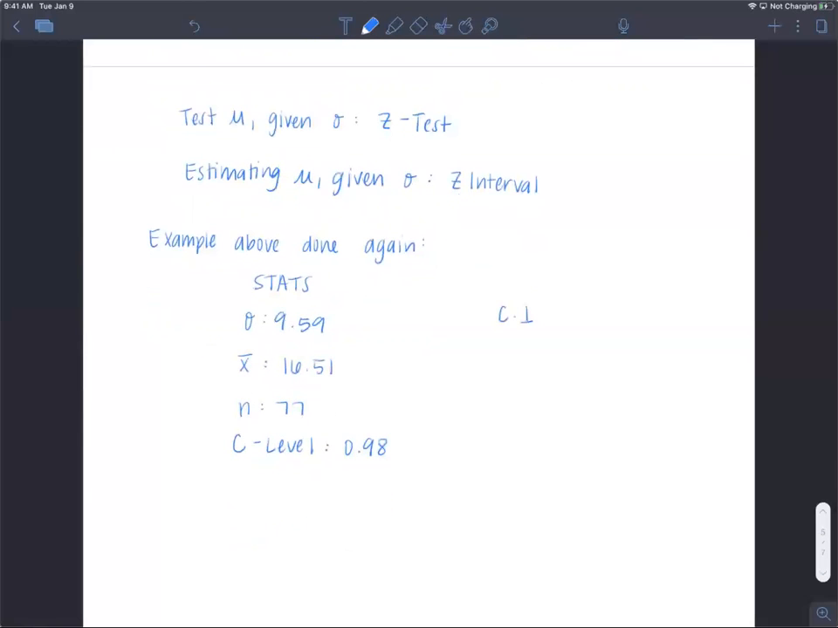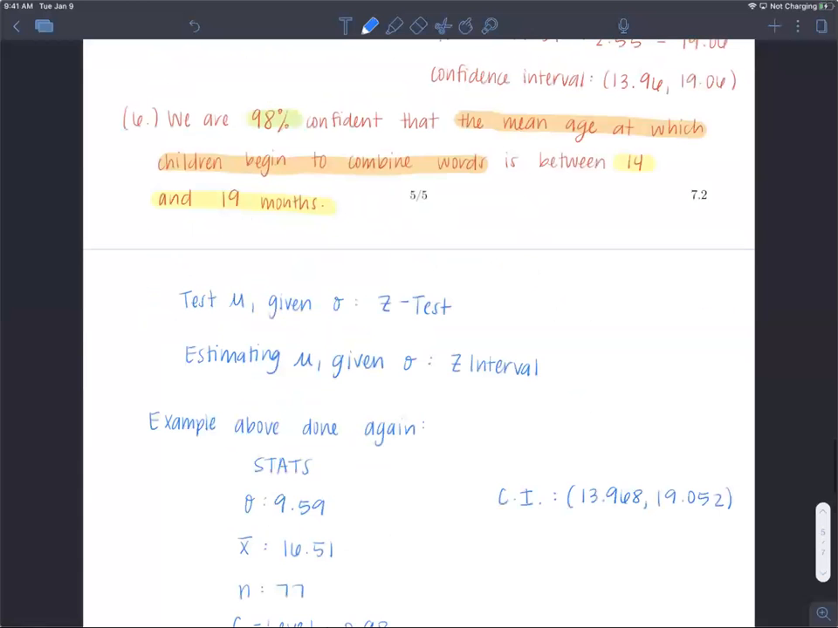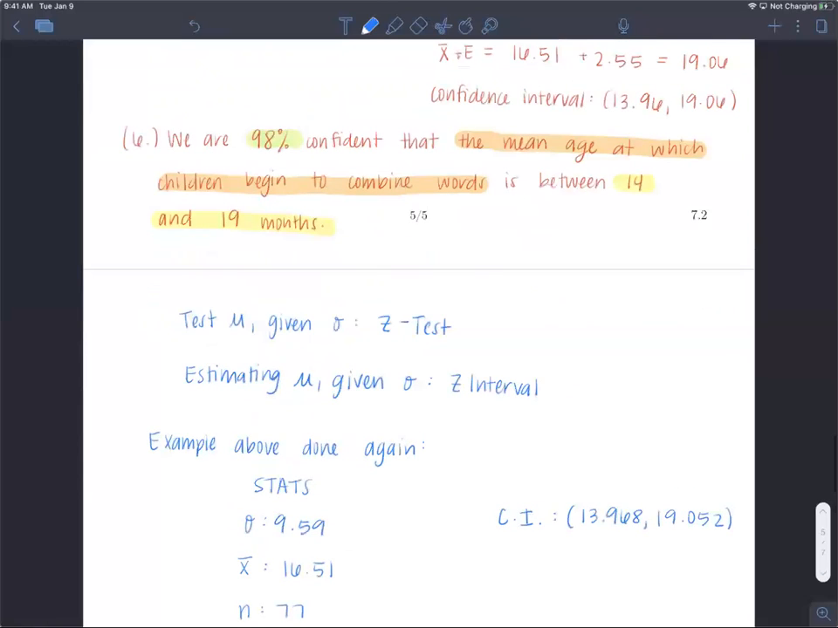So confidence interval 3.968, 19.052. And so if you compare our two answers, they're very, very close. So this answer compared to this answer.